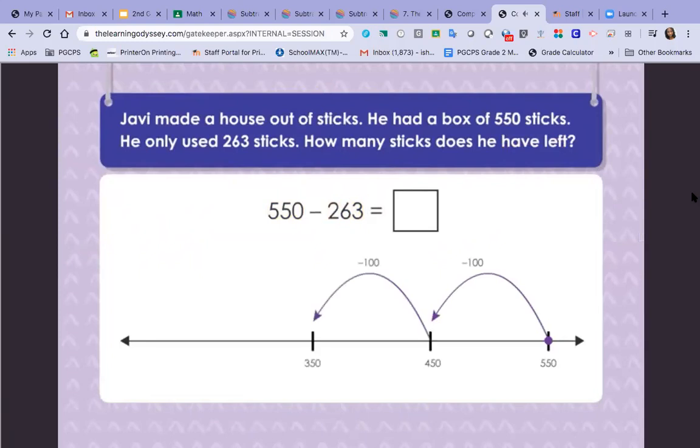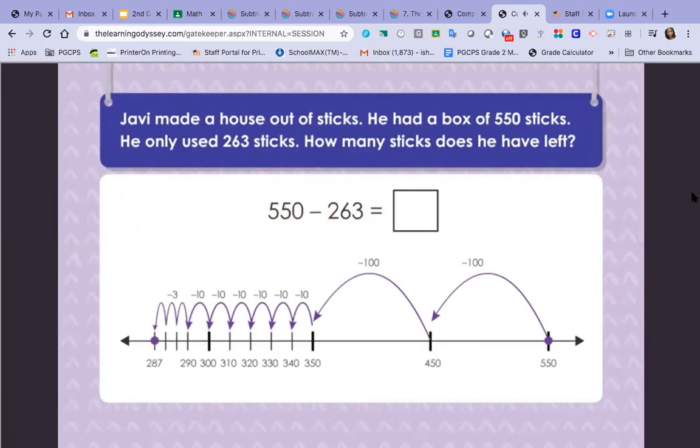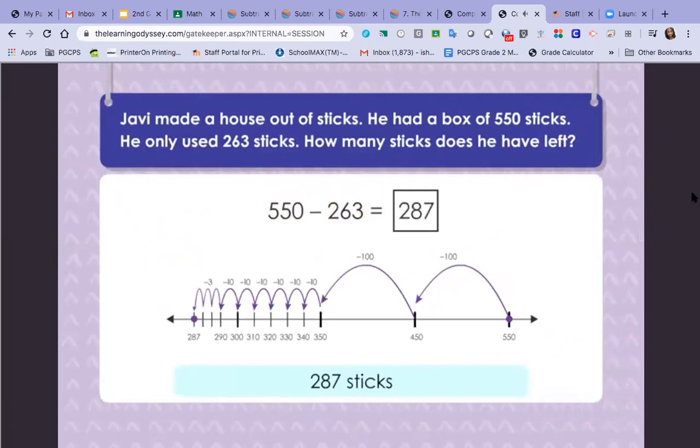So, start by jumping to the left by hundreds 2 times. 450, 350. Then jump by tens 6 times. 340, 330, 320, 310, 300, 290. Finally, jump by ones 3 times. 289, 288, 287. 550 minus 263 is 287. Javi has 287 sticks left. Want to help him build another house?